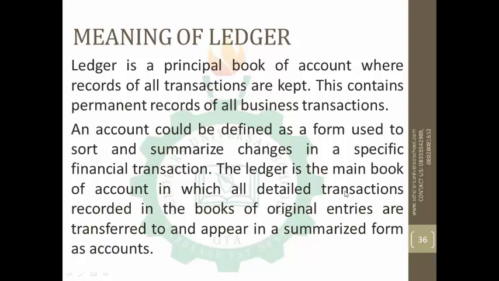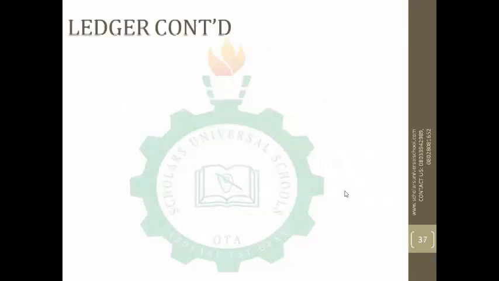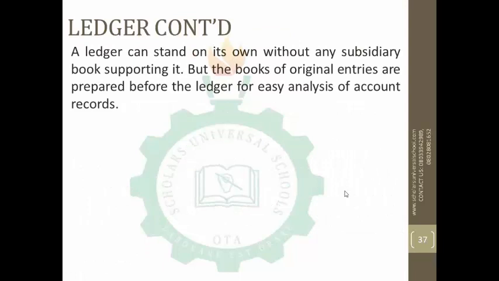And when you get to the account section, you will notice that they will have to go through a particular book that relates to you. That book is what we call the ledger. All right, now that we understand what the ledger is, we said a ledger can stand on its own without any subsidiary book supporting it. But the books of original entries are prepared before the ledger for easy analysis of account records.